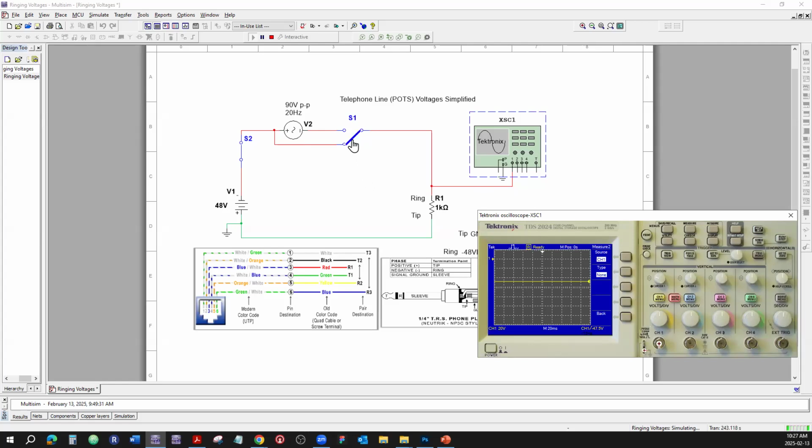Let's see here. Introduce the ring. So now the phone rings. Ring, not ring, okay? But notice here is negative 48 volts, and the middle of the sine wave is actually sitting at negative 48 volts. So that's how the phone rings: 90 volts peak to peak, riding at negative 48 volts DC.